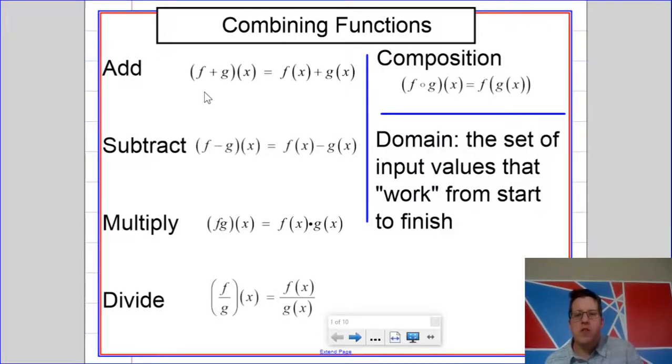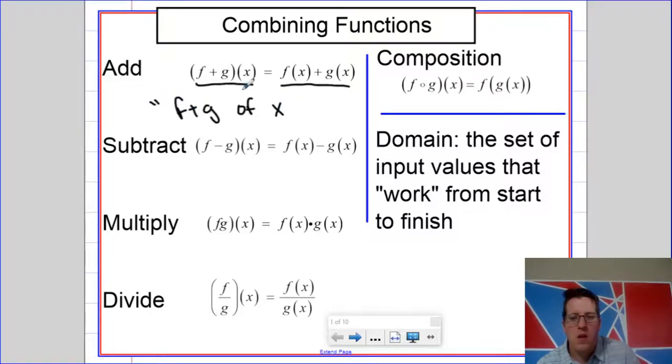So the first thing that you need to know is that these two notations mean the same thing. So if you ever see f plus g of x, that means the same thing as take f of x and add g of x. If you ever see f minus g of x, that's the same thing as subtracting g of x from f of x.